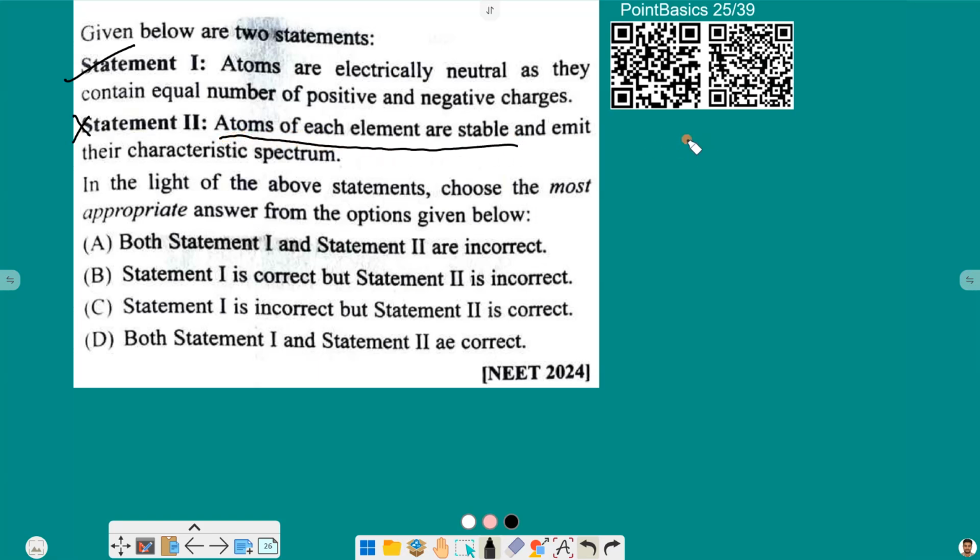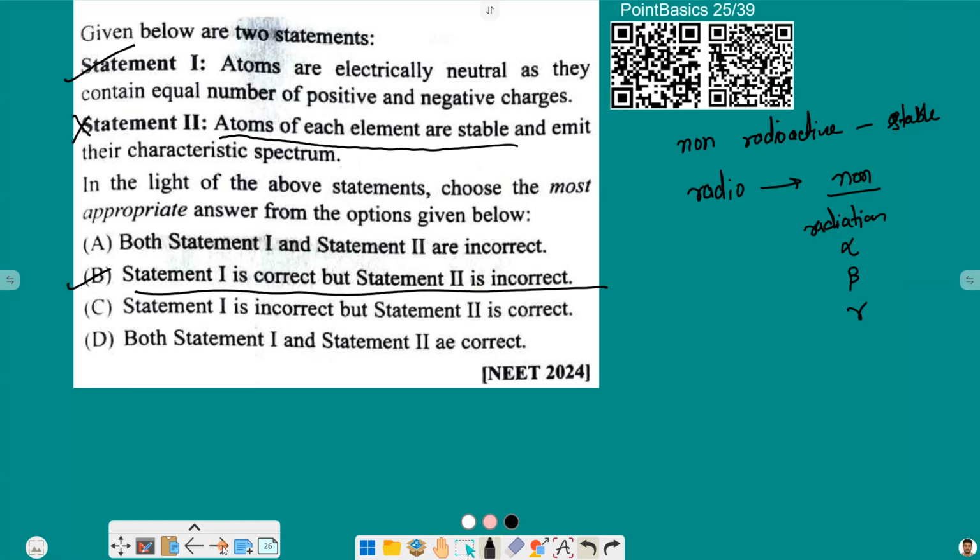Why? There are some non-radioactive elements and there are some radioactive. The non-radioactive ones are stable because they don't decay, and the radioactive ones are not stable and they emit radiations. The types of these radiations are alpha, beta and gamma radiations. So statement 2 is wrong here, so 1 is right and 2 is incorrect, so that is option B.